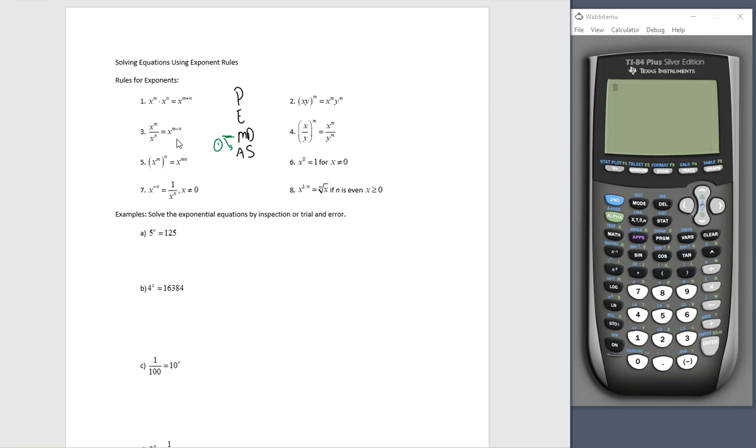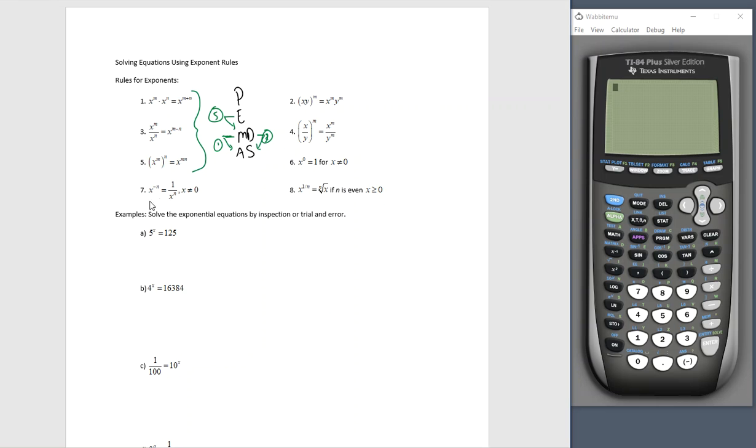Let's go to rule number 3. X to the m divided by x to the n. If you're dividing two things with the same base of x, you subtract their exponents. So division turns into subtraction. It just steps one level down on our order of operations. And here in number 5, excuse me, that was 3, not 2. Here in number 5, a power raised to a power. If you have an exponent raised to an exponent, you multiply. And that's property 5. So 1, 3, and 5, I remember all by using the order of operations.